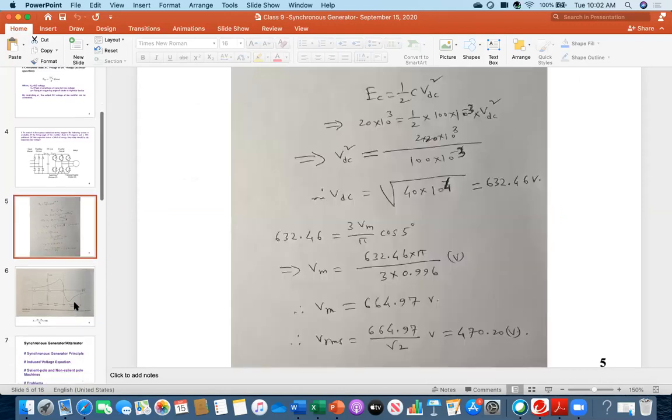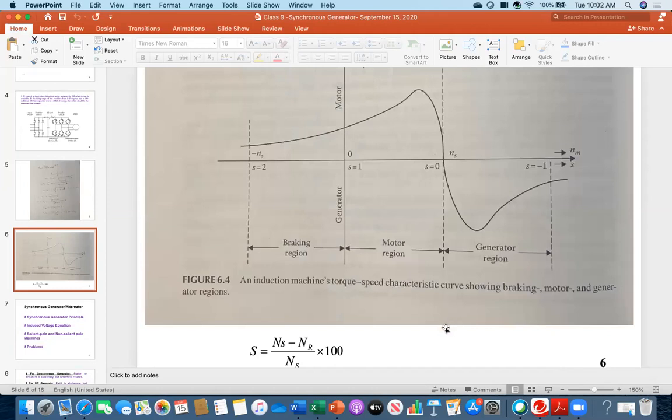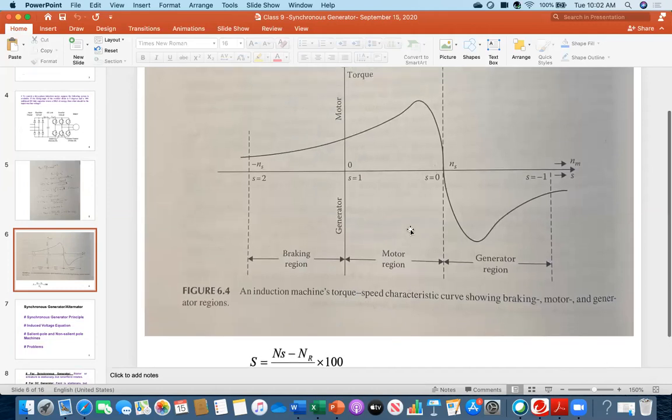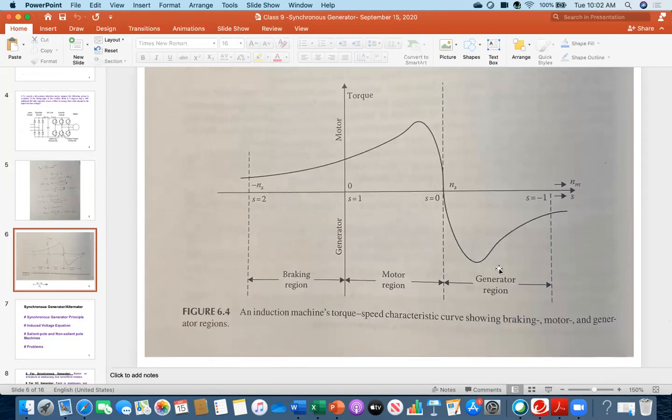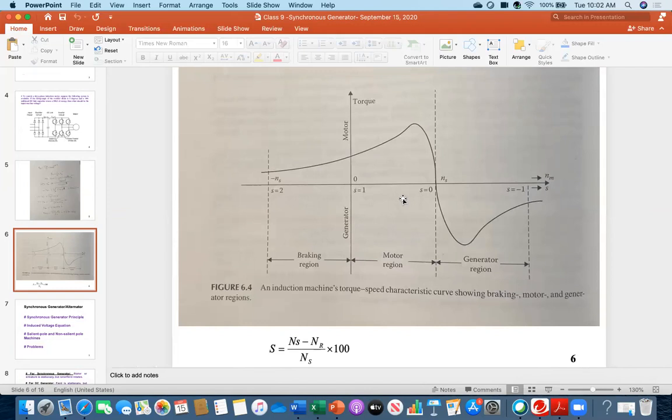Okay, so moving forward, this is one important characteristic, called the induction machine's torque-speed characteristic, showing braking, motor, and generator action. Everybody see what I am showing here. I am showing three things. In this portion, the middle portion is the motor region.